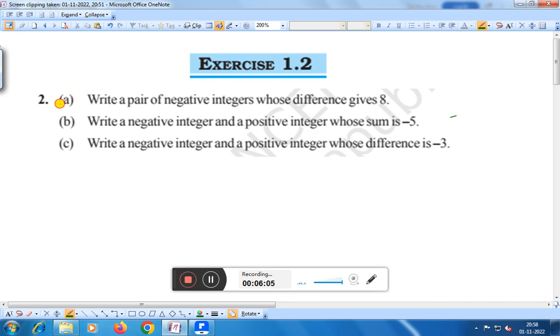Let us take two integers as a and b, right? Now, whose sum is -5. According to the question, you can write a plus b is equal to -5.